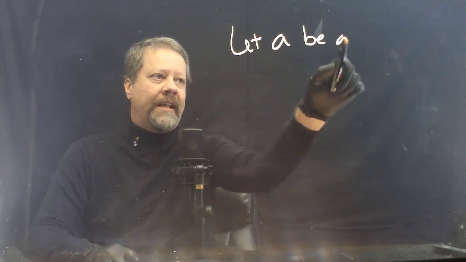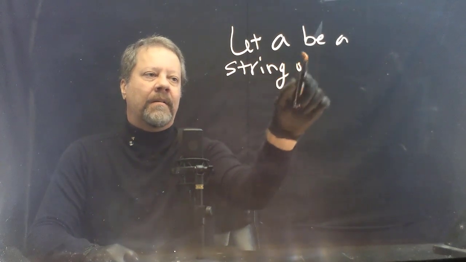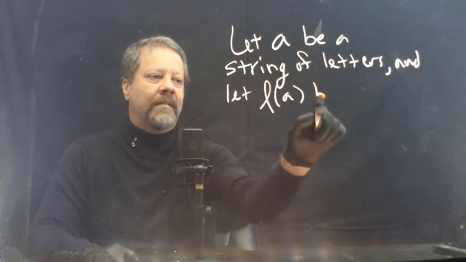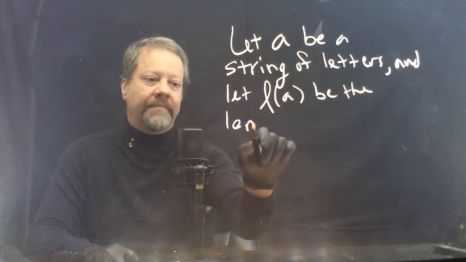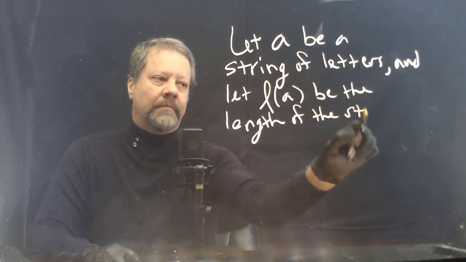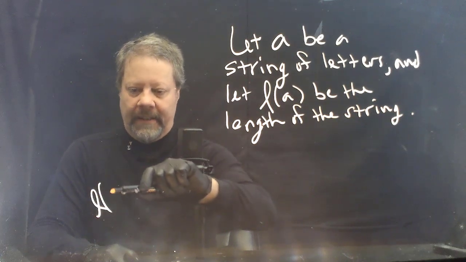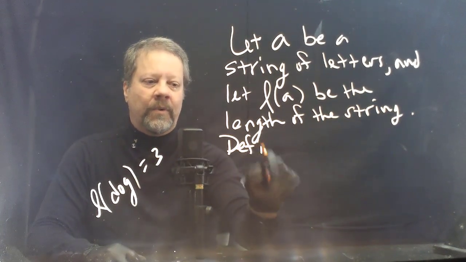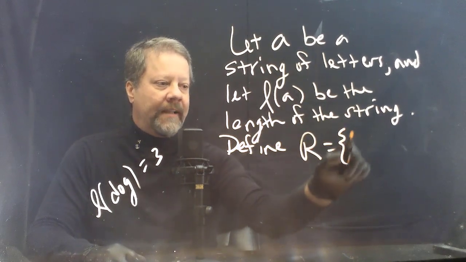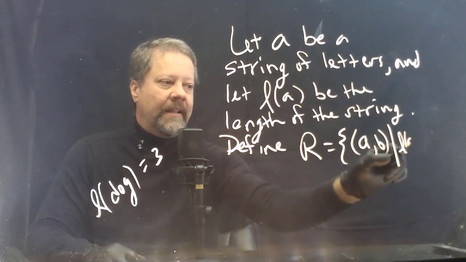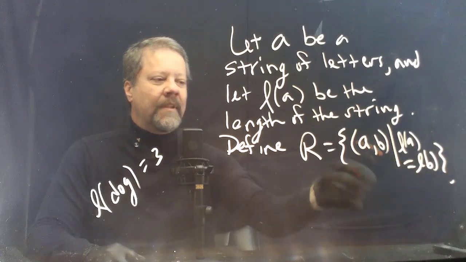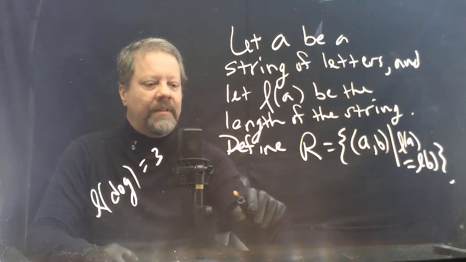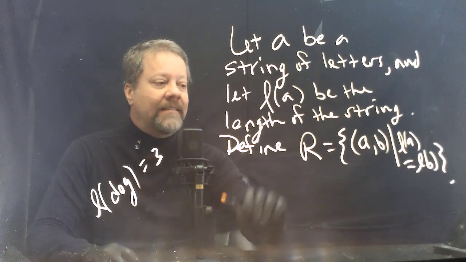Let A be a string of letters and let L of A be the length of the string. So for example, L of DOG will be 3. We're going to define a relation by looking at the set of all A comma B such that the length of A is equal to the length of B, the set of all strings that have the same length. The question I have is, is this an equivalence relation? Well, we have to check reflexivity, symmetry, and transitivity.